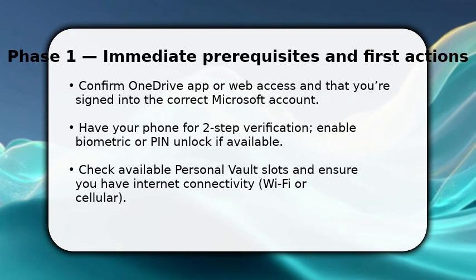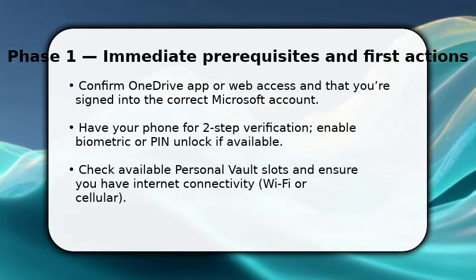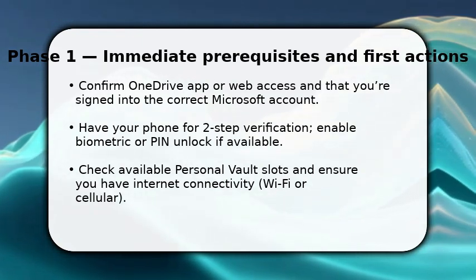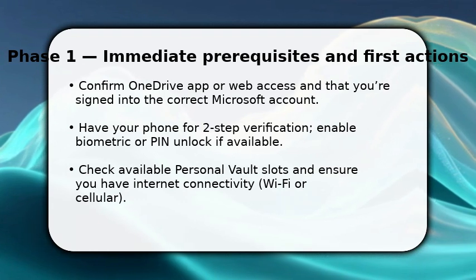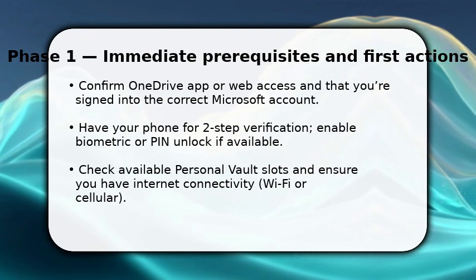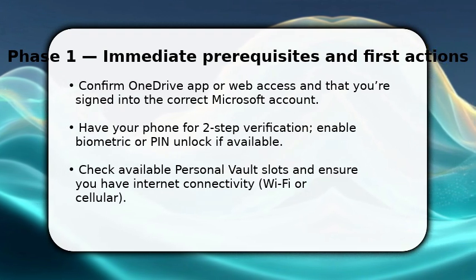You begin by signing into OneDrive with the Microsoft account that holds Personal Vault. Enter credentials, then use your phone for the two-step sign-in. This proves it's you. Once signed in, make sure Personal Vault appears in the sidebar. If not, sync your account or update the app. You need either an app update or a web refresh to continue.